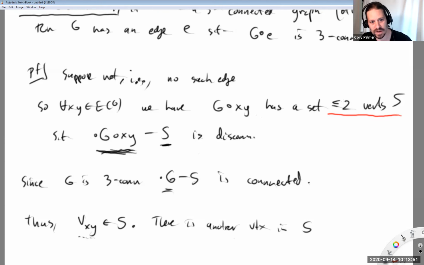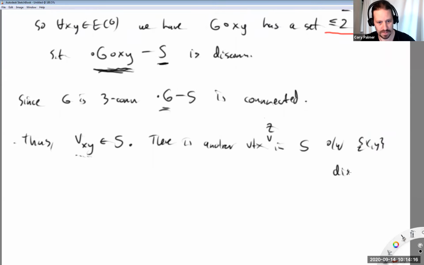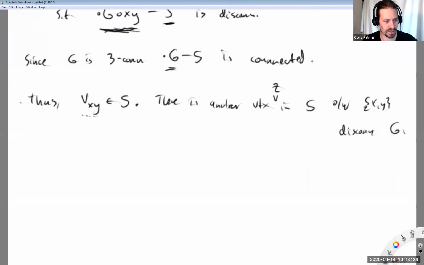So then I said this has a set of at most 2 vertices, S. It's actually equal to 2. You have to have 2 here, it turns out. Otherwise, after this observation, we find out that you need a second one. So there's another vertex, I probably named it Z, in S. Otherwise, X and Y, just the 2 vertices, disconnect G, which is a contradiction.